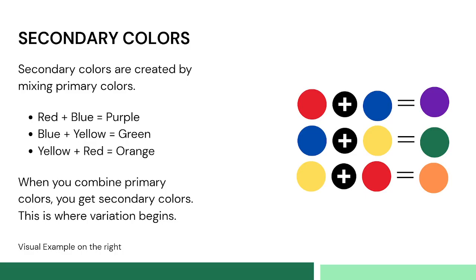And the reason why we have secondary colors is to allow variation. So when we have secondary colors, it allows us to experiment with other colors and create design using other colors. And I put a visual example here by the right to help us understand it better.